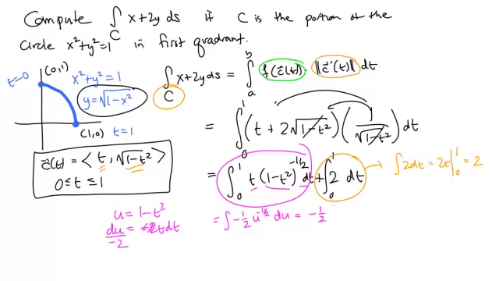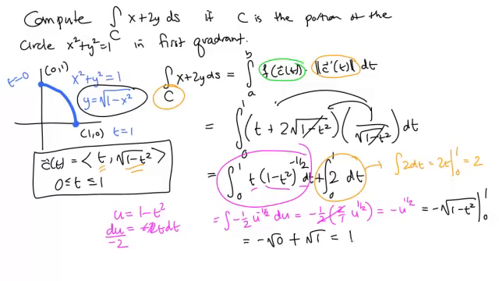We would get negative 1/2. Integrating u to the minus 1/2 power gets me u to the 1/2 power times 2 over 1, or negative u to the 1/2 power. If we back substitute, that would be negative the square root of 1 minus t squared, which we then want to evaluate from 0 to 1. If we plug in 1, we're going to get negative the square root of 0, minus, if we plug in 0, we're going to get negative the square root of 1. And so that'll get us a grand total of 1.